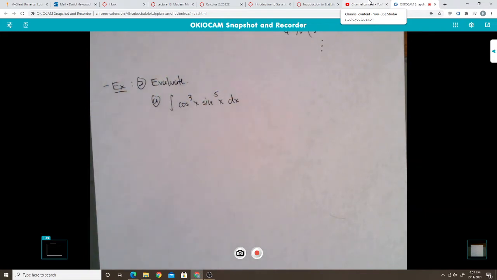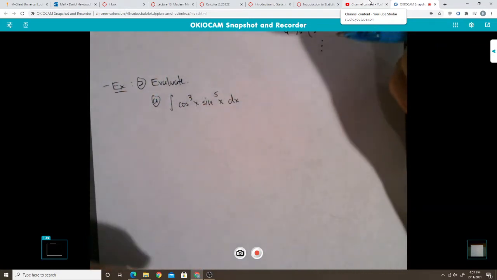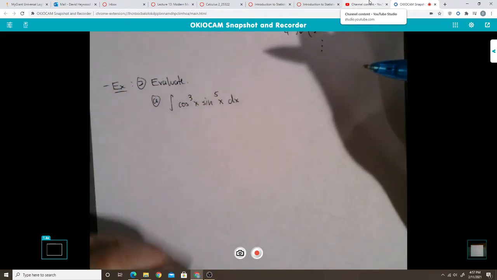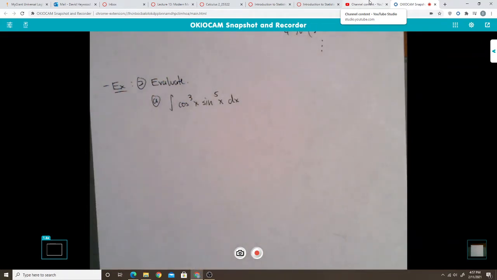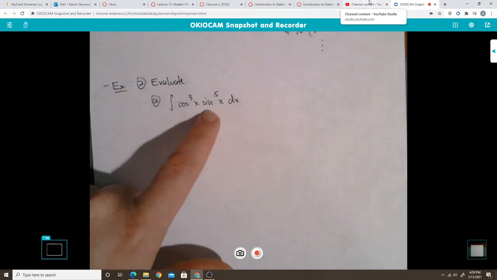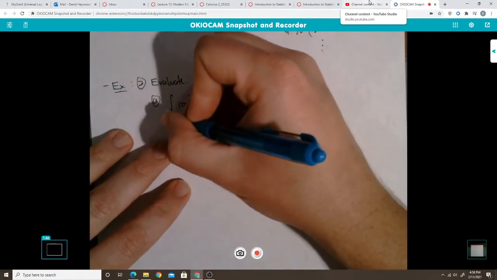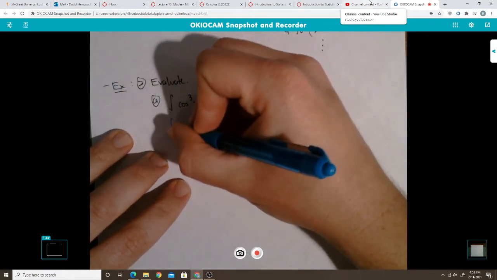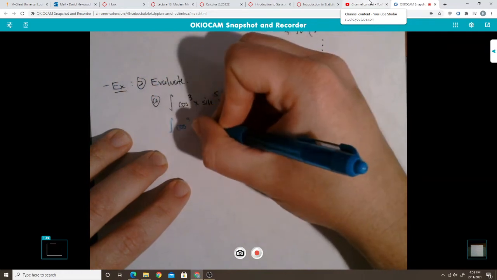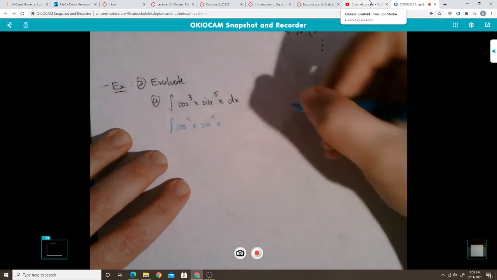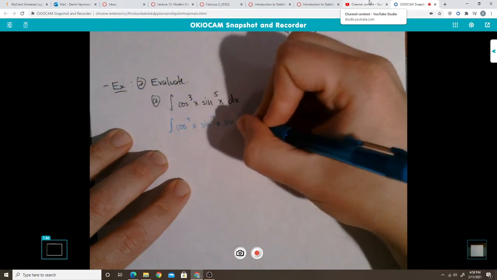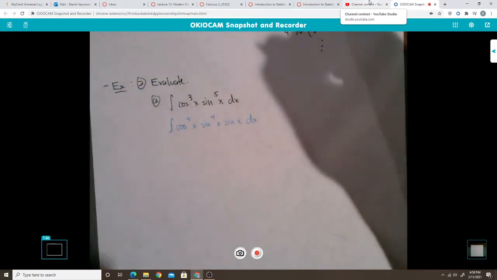Okay, so let's do this. You just choose one. I'll choose, let me see what my next example is. In my next example, I've got a cosine to the 5th. So in this one, I'm going to pick on sine. I'm going to pick on this sine. So I'm going to call this cosine cubed x sine to the 4th x sine x dx.